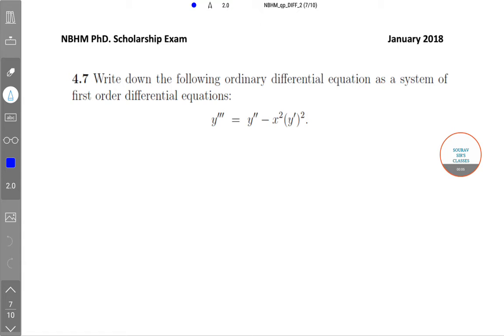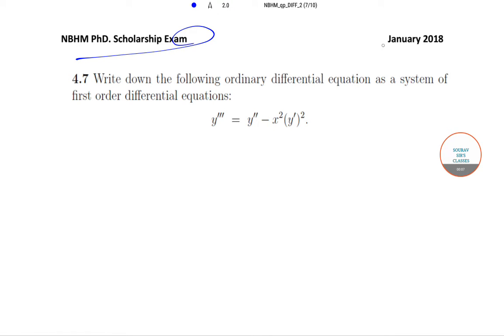Today we will be solving the NBHM PhD scholarship exam questions on the January 2018 paper. We will be solving the questions which came from section 4, which deals with the calculus and differential equations questions from the paper. Let's start off with question number 7 from the section.